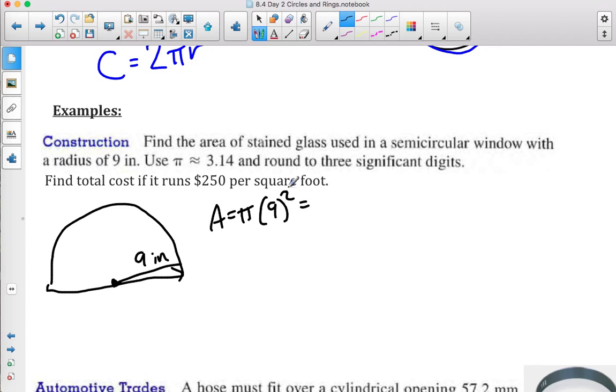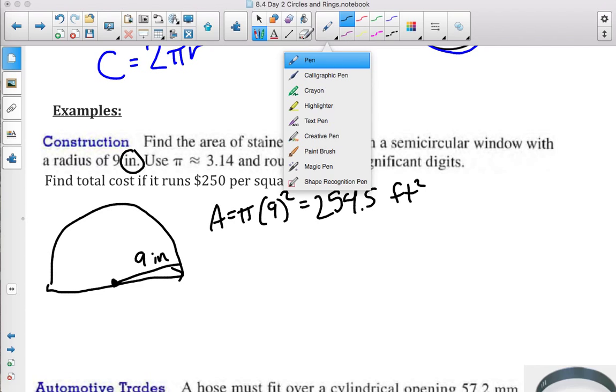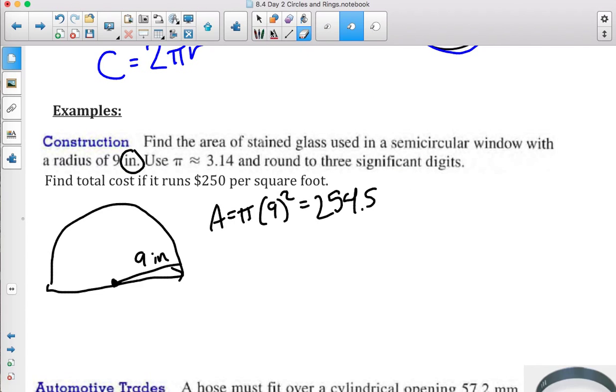So 81 pi tells me its cross-sectional area is going to be 254.5 square feet. Oh, sorry, we have to be careful here because I was going too fast. I see this is 9 inches, so that's actually going to be square inches. The problem here is our total cost goes at $250 per square foot. So I need to convert 254 inches squared to square feet.